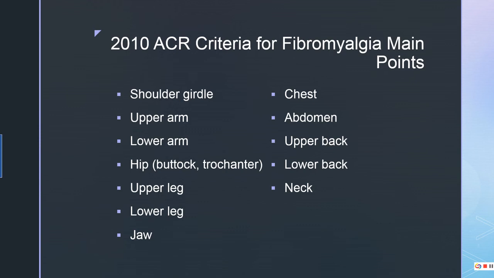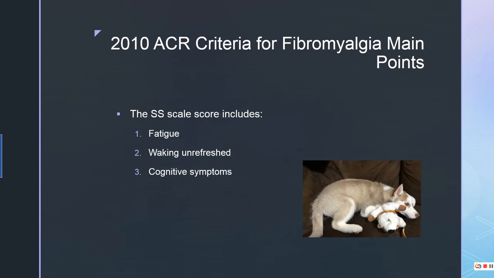For the widespread pain index, note the number of areas in which the patient has had pain over the last week. In how many areas has the patient had pain? Score will be between 0 and 19. Shoulder girdle left, shoulder girdle right. Upper arm left, upper arm right. Lower arm left, lower arm right. Hip, buttock, trochanter left, hip, buttock, trochanter right. Upper leg left, upper leg right. Lower leg left, lower leg right. Jaw left, jaw right. Chest, abdomen, upper back, lower back, and neck.